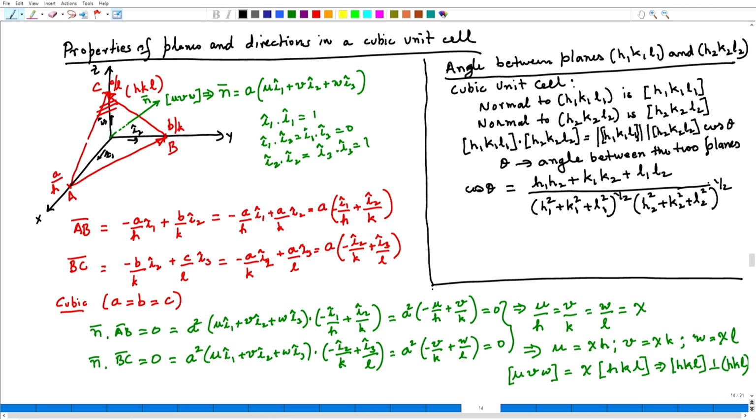Now, these two properties that we have seen for a cubic unit cell cannot be directly applied to the other unit cells of the Bravais lattice.